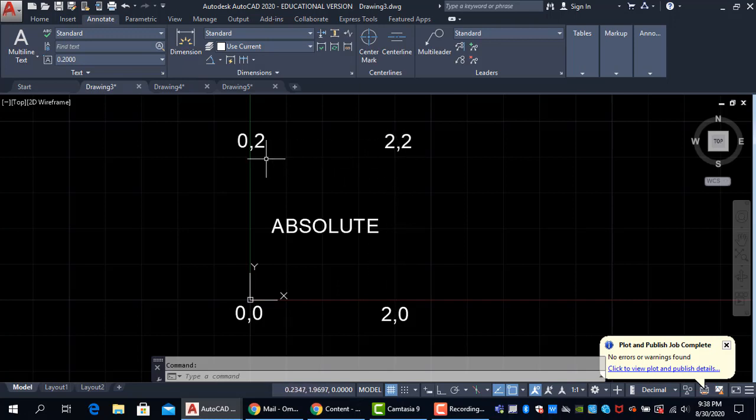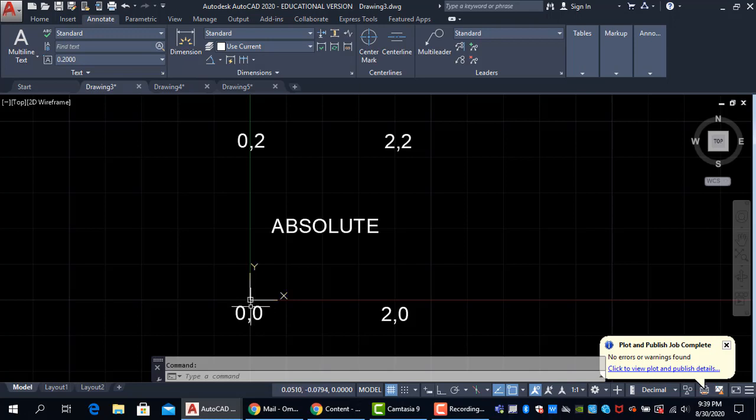And then this third line is going to have an endpoint there. We want this line there, so we're going to find this point. On X we're not going anywhere, so we put 0 from the origin, and we want 2 on Y. And then we're going to bring it back to 0, 0. So in an absolute coordinate system, everything is based off of the origin, which is 0, 0.